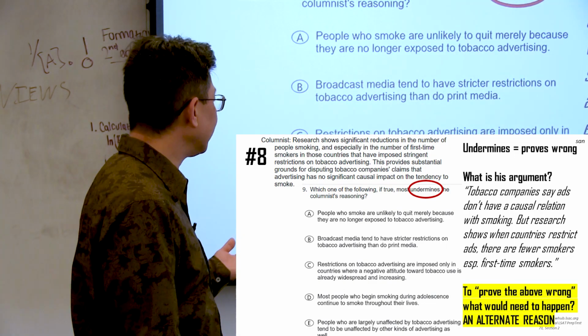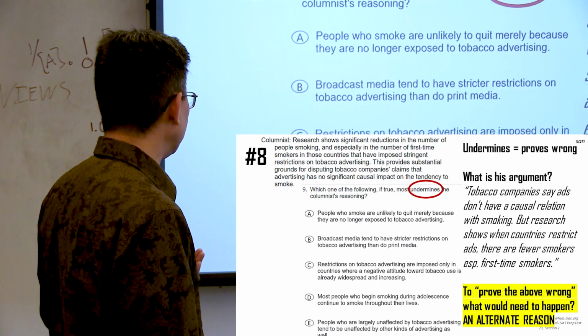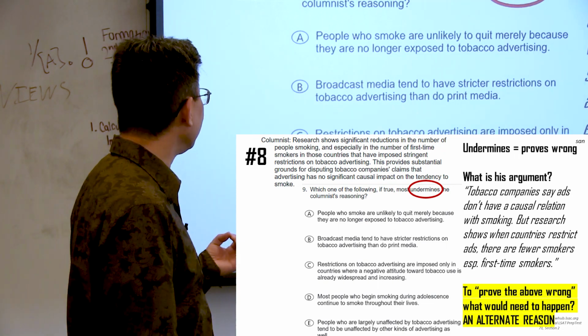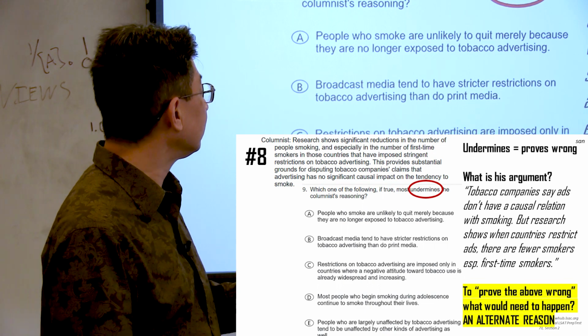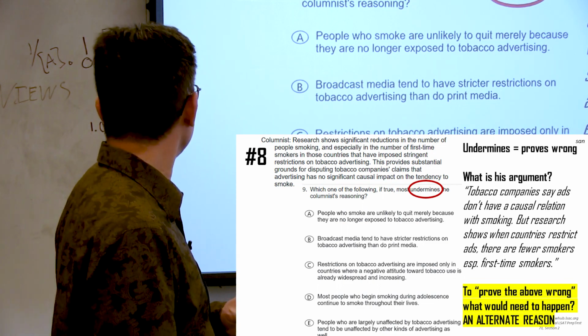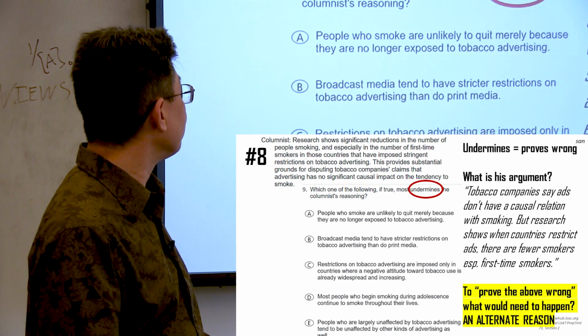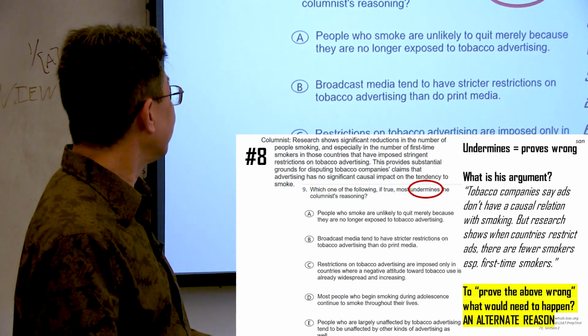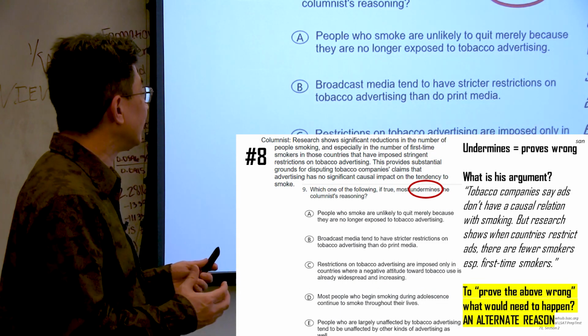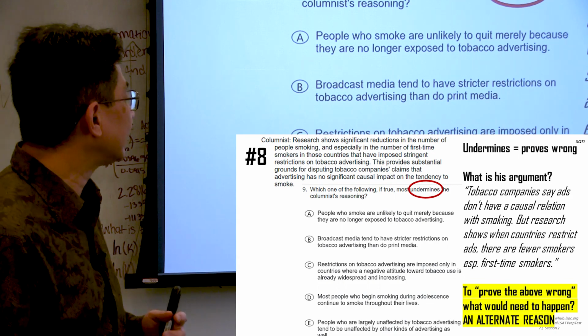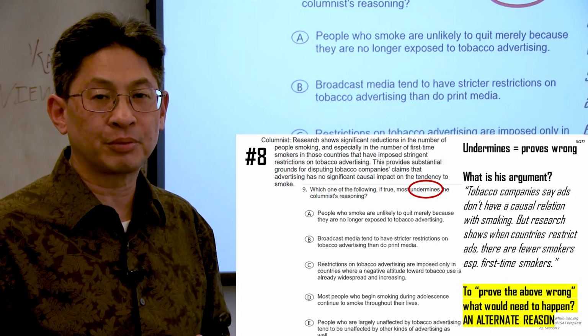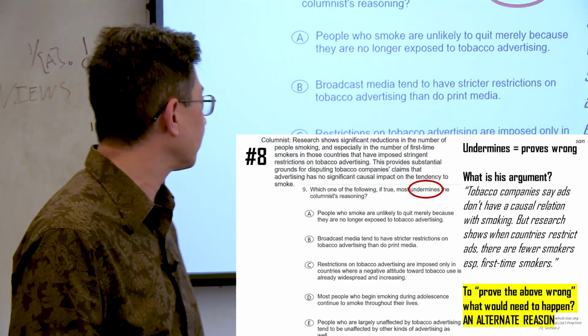So A is wrong. It is not relevant to what we're dealing with. B says broadcast media tend to have stricter restrictions on tobacco advertising than do print media. This would say that the broadcast media is having a stricter restriction than do print. Again, they're comparing broadcast with print. That's not really relevant here.